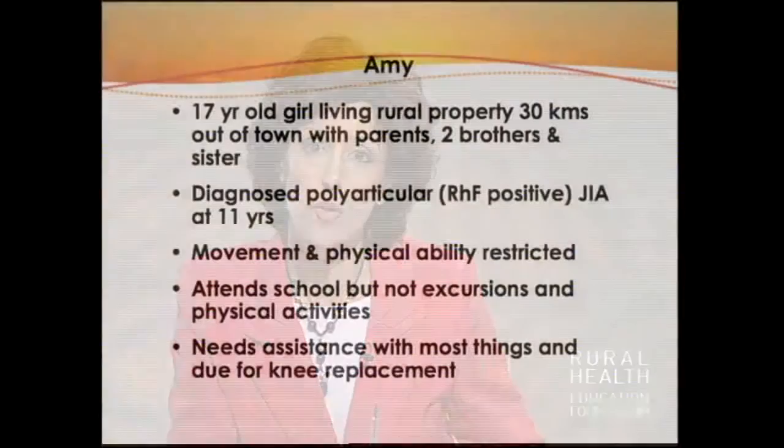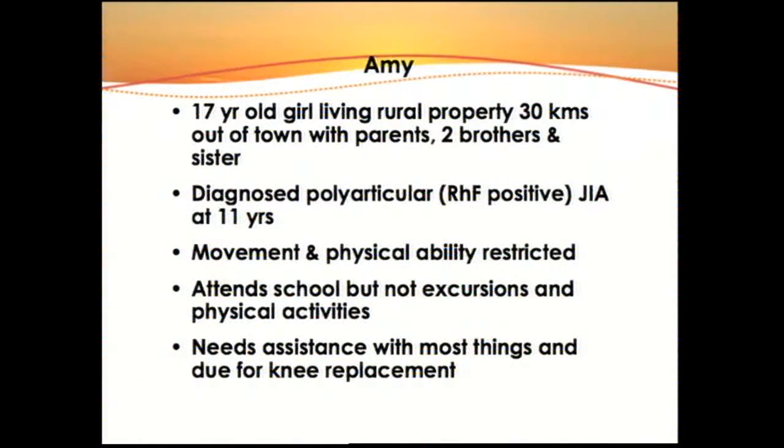Now let's just talk quickly about long-term management and support of a JIA patient, and for that we have a case study of Amy, who is a 17-year-old girl living on a rural property 30 kilometres out of a town with her parents, 2 brothers and a sister. She was diagnosed with polyarticular RF positive JIA at the age of 11. Her movements and physical ability are very restricted. She attends school but spends a lot of time avoiding physical activity and school excursions. Amy needs assistance with most activities and is due to have a knee replacement.